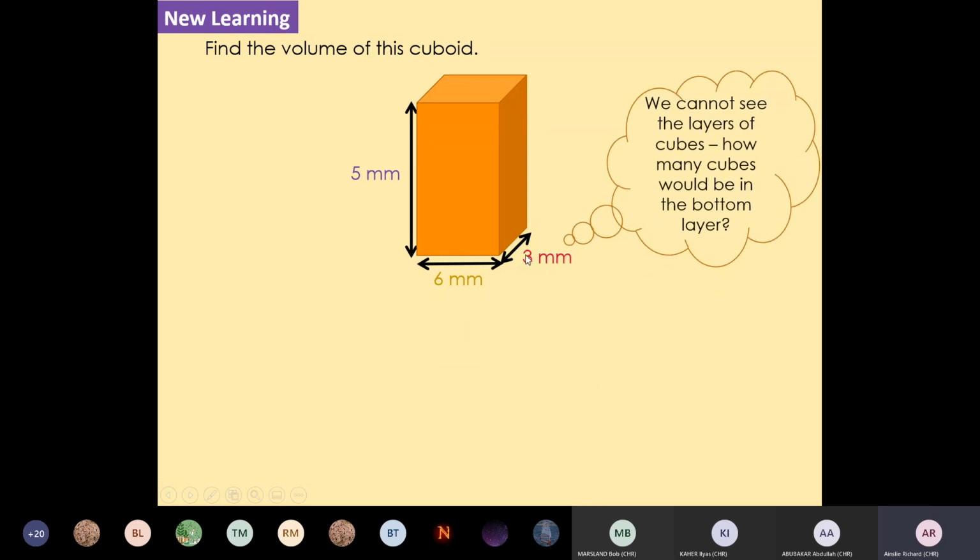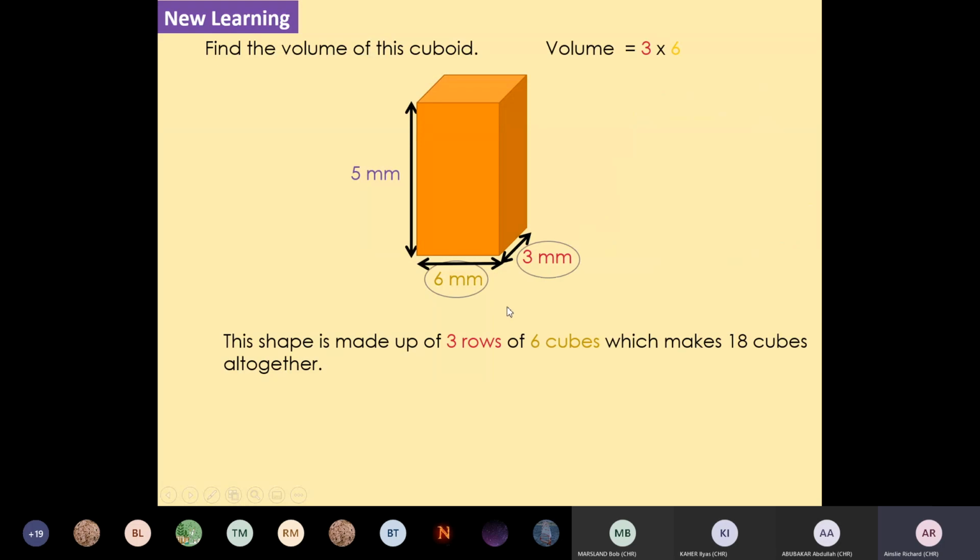How many cubes would be in the bottom layer? So let's think about the bottom layer here. What's it all sitting on? We've got 6 by 3. So what would the bottom layer be? Well, 6 times 3 would be 18 cubes. So you've got 18 cubes in this bottom layer.